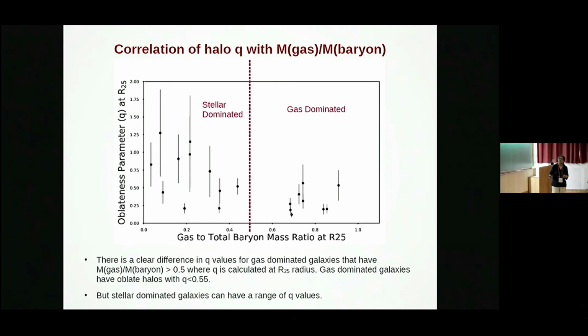And the more interesting correlation was that if we divide the sample into two, the gas-dominated galaxies and the stellar-dominated galaxies, what we find is that the gas-dominated galaxies are all oblate. They have an oblateness parameter which is less than 0.55. But the stellar-dominated galaxies have a distribution of oblateness.